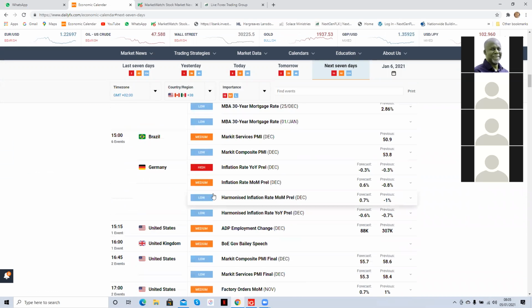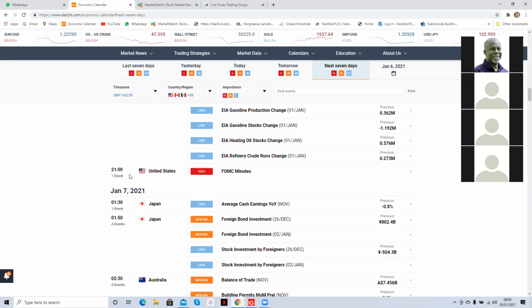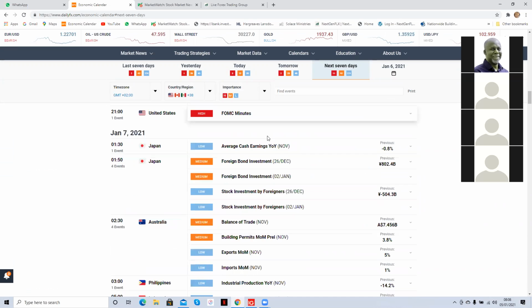So tomorrow we have the Germany inflation rate, but that's not the one. The big one tomorrow is the United States Federal Open Market Committee minutes. Again, as usual, like I say, if you're new to trading, it's always good to read about the reports, understand what the report is about, why it's important. The more information, the more understanding you get, the better.